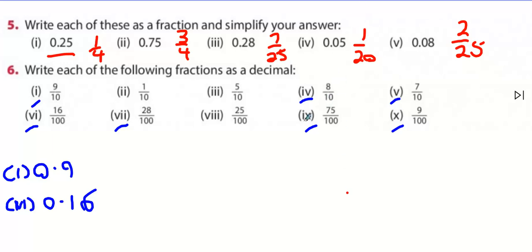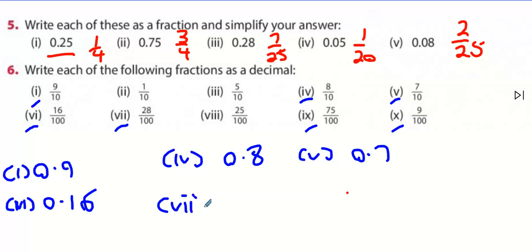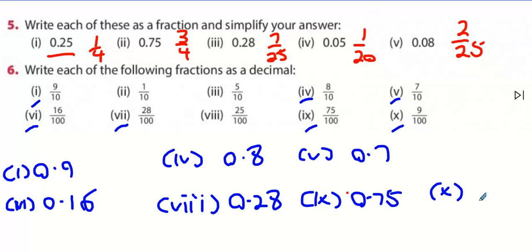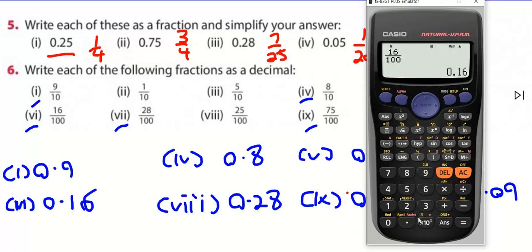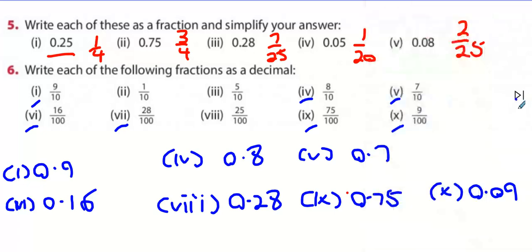Let's do this. Part 4. 8/10 can be written as 0.8. 7/10 can be written as 0.7. 28 over 100 can be written as... What's 28 over 100 be written as? 0.28. 75 over 100 can be written as 0.75. And then 49 over 100 can be written as... 0.09. Once again, if I enter it in my calculator, press the change button, 0.09.